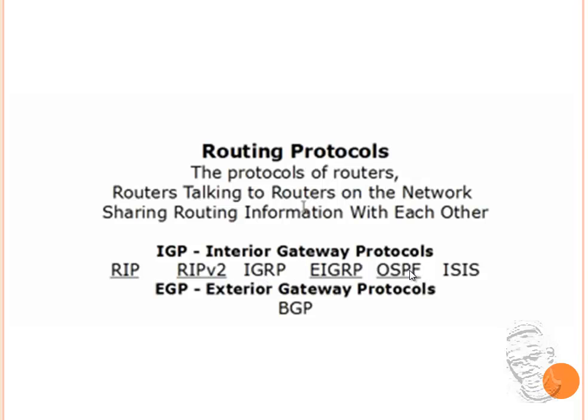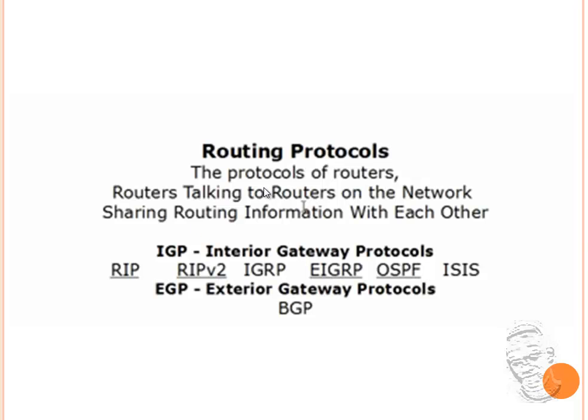OSPF would both be for the CCNA as well as the CCNP. IS-IS is for the CCNP and BGP is for the CCNP. Right? But for the sake of this class, we'll be focusing only on RIP. Alright? But we will talk about RIP version 2, EIGRP, OSPF, and IS-IS.